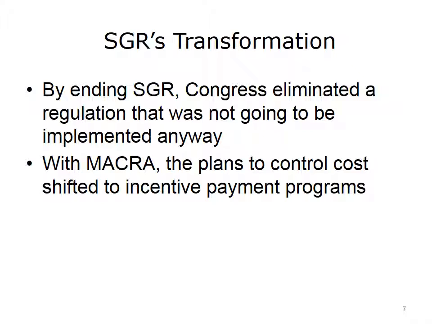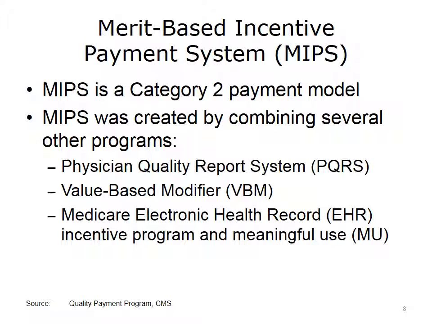Under MACRA, the plan for reducing healthcare costs takes a different approach. Instead of cutting costs across the board, MACRA implements two types of incentive payment programs aimed at reducing costs. The first is called Merit-Based Incentive System, or MIPS, and the other is called Alternative Payment Models, or APMs. This lecture covers the details and mechanisms of MIPS. To begin a discussion of MIPS, first recall the payment model framework reviewed earlier.